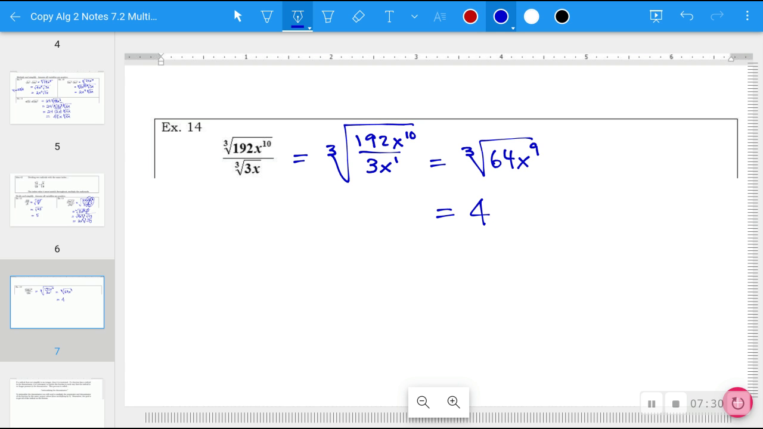And if you take x to the 9th, that 9th power divided by that 3rd power, you get your 3rd power for your answer there.